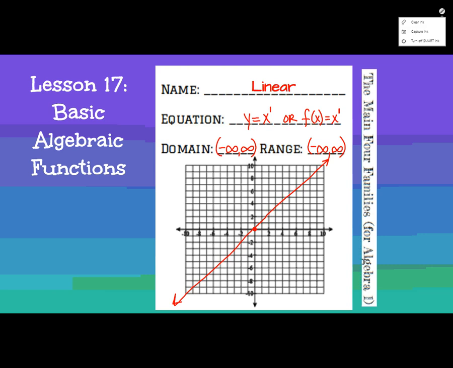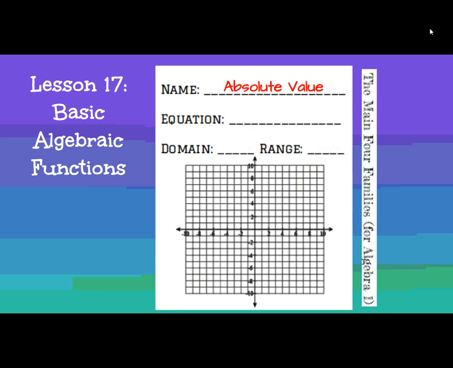All right, let's get our second family, the absolute value family. So the absolute value family has an absolute value in the equation. So you can write it as y equals the absolute value of x, or if you pull out the f of x stuff, f of x equals the absolute value of x. Those are the same thing. And here's what the graph looks like.